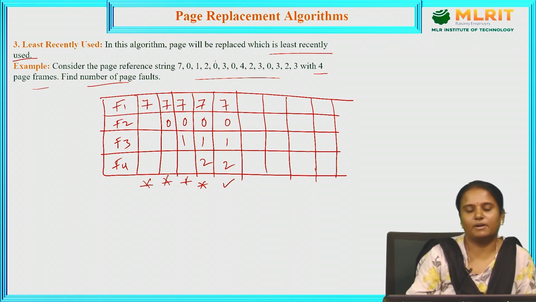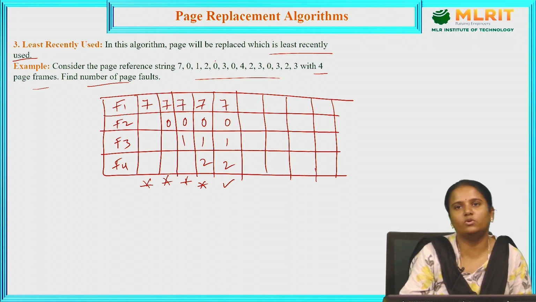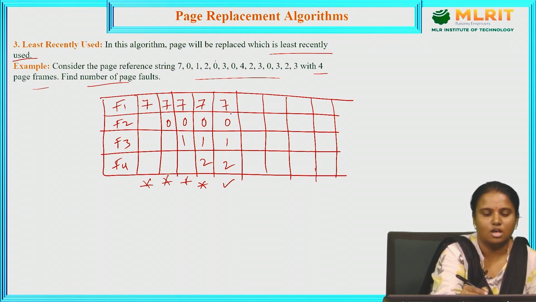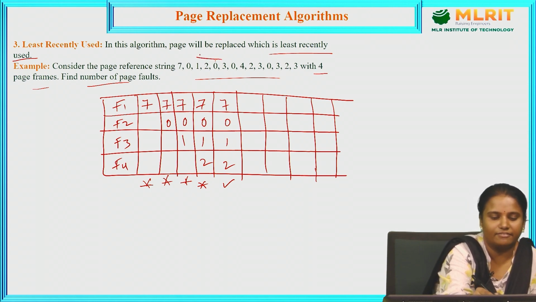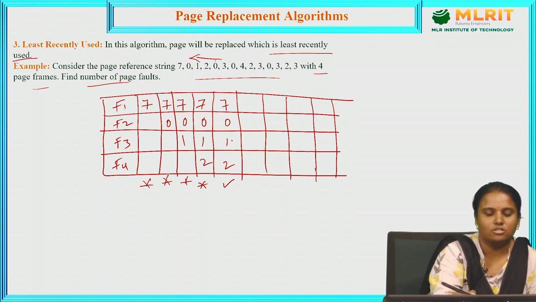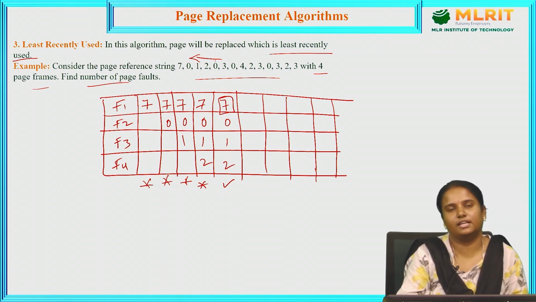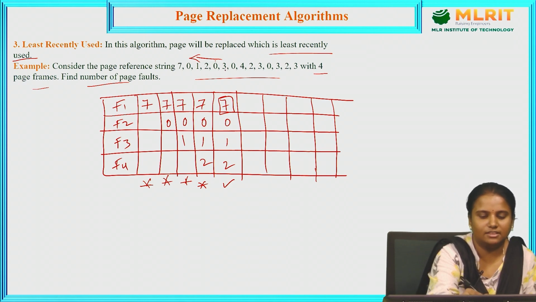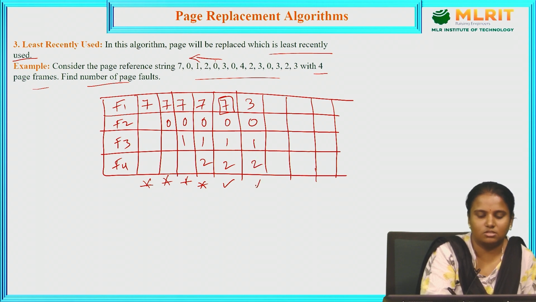Next 3 is not present. So now which page do I have to remove from our frame? 7 is least recently used, 0 is also used, 1 is used, 2 is used. So we need to check from the left. 0 is there, 2 is there, 1 is there. So 7 should be replaced. Why? Because it is least recently used. So which page do I have to insert? 3. So 3, 0, 1, 2. So this is also a page fault.